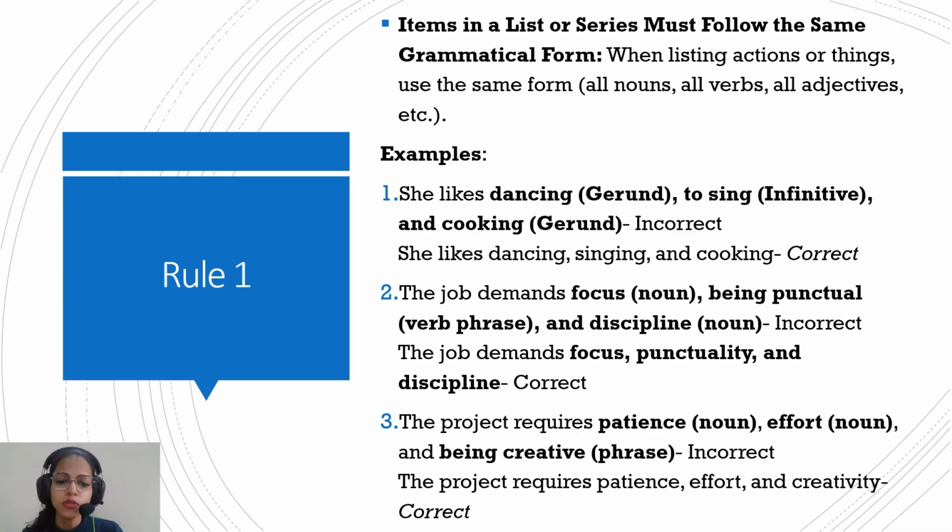Let's look at another example. The job demands focus, being punctual, and discipline. Now, focus and discipline is fine. They are both nouns. But the phrase being punctual feels out of place. So, in order to make it grammatically correct, we'll say the job demands focus, punctuality, and discipline. Now, it sounds better and it's grammatically correct also.